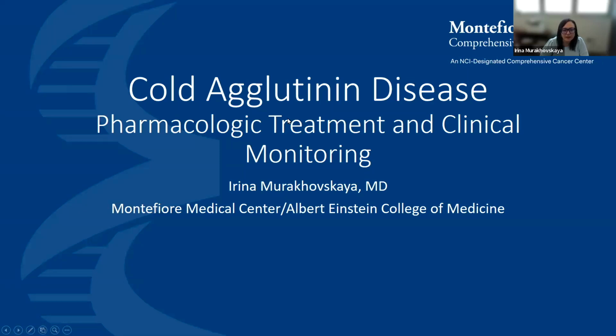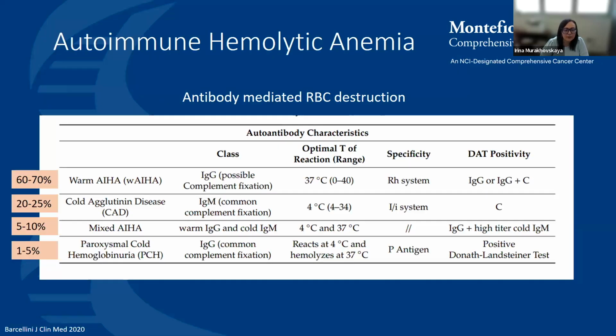And today I'll be speaking to you about cold agglutinin disease, pharmacological treatment, and clinical monitoring. But first, let's discuss what cold agglutinin disease is, and what autoimmune hemolytic anemia is. Cold agglutinin disease is a rare type of autoimmune hemolytic anemia, which is a group of disorders characterized by antibody-mediated red cell destruction.